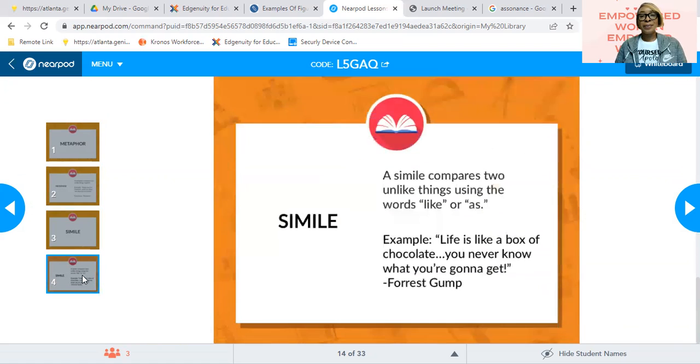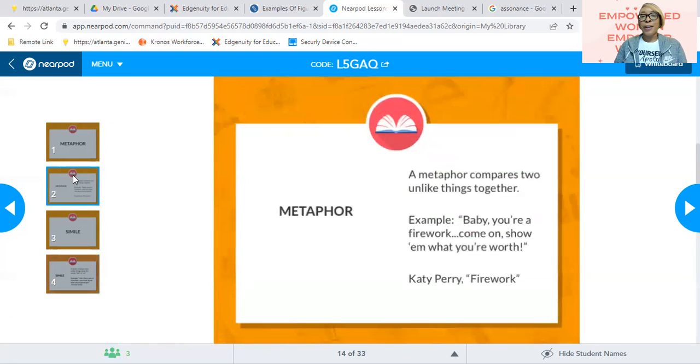Simile. A simile compares two unlike things using the words like or as. Life is like a box of chocolates. You never know what you're going to get. I don't know how many of you have seen this particular movie, Forrest Gump. So we just saw a metaphor in a song lyric, Firework. I'm quite sure all of us have seen them.